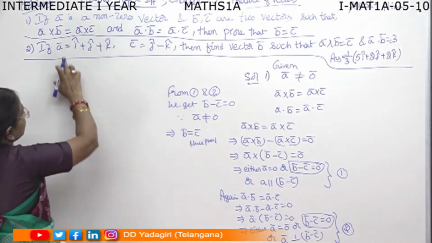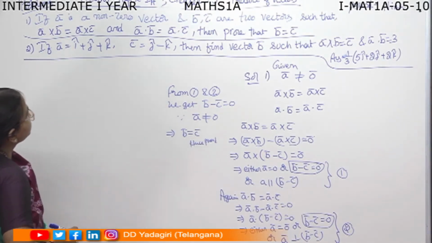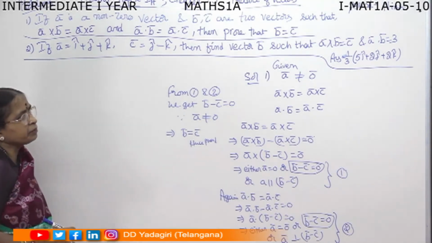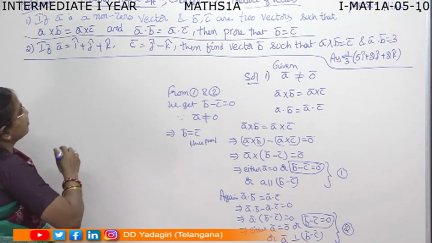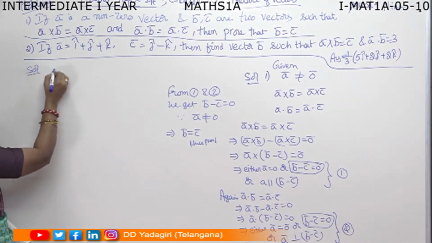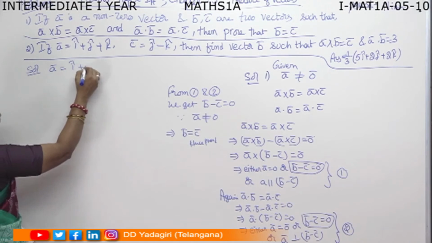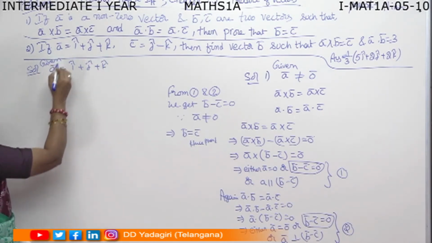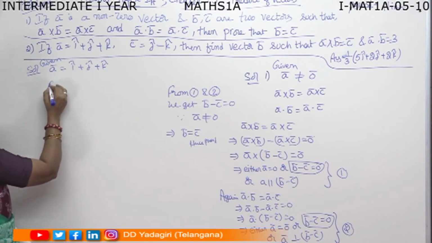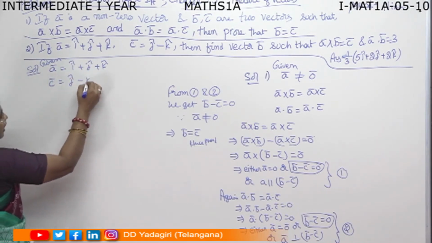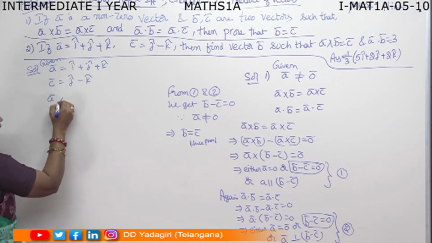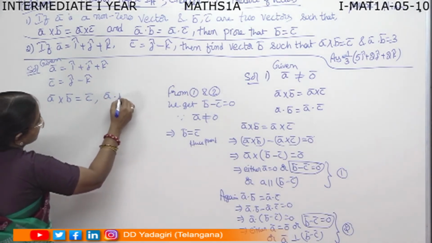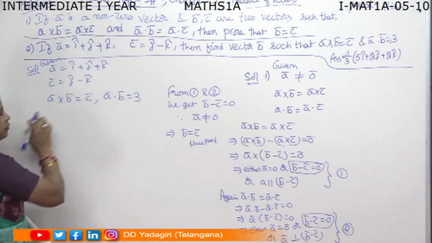Okay. Now the second one is again a very important problem. You are given A and C, two vectors. Find the vector B such that A cross B is equal to C. So you are given A is equal to i plus j plus k, and C is equal to j minus k. And what else is given? A cross B is equal to C, and then A dot B is equal to 3. You must find such a B vector.